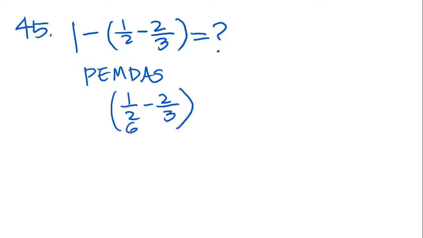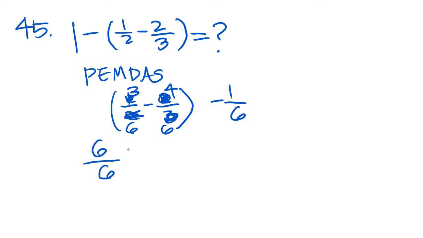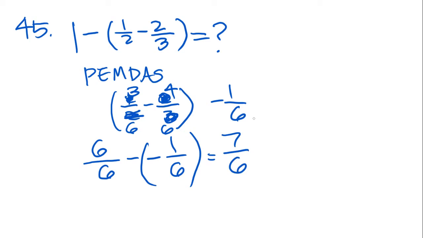Let's see, it's 6, 3, 4. That is negative 1 over 6. 1 is the same as 6 over 6. So that minus a negative 1 over 6 is the same as adding it, and you get 7 over 6. And that is answer choice B.